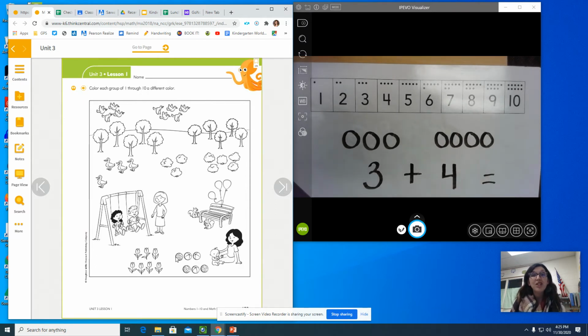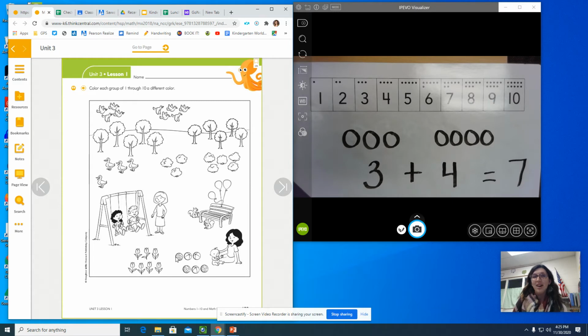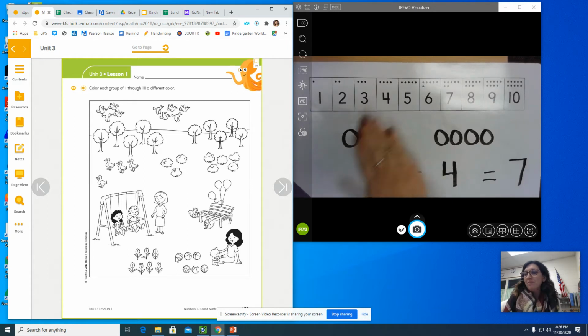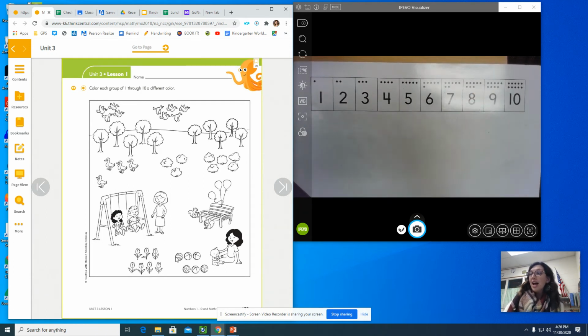I hope you were touching and counting right along with me. 3 plus 4 equals 7. We have 7 in all, 7 all together. Way to go. Let's erase and do another one. If you have a Kleenex or a piece of toilet paper, that would be a really good eraser. I don't have that right handy with me, so I'm just going to use my hand, and then we're going to get started again. Okay, new story.